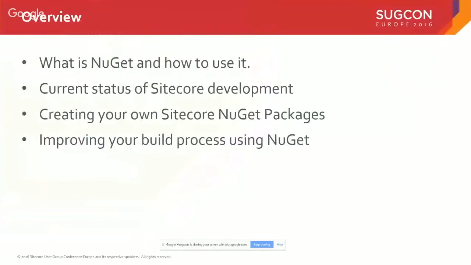So just a quick overview of what we're going to talk about. We're going to go from the very basic: what is NuGet, how to use it. We're going to talk about the current status of Sitecore development. What are we currently doing? Then we're going to dive a bit deeper, and we're going to actually generate our own Sitecore and NuGet packages for our development process. And after that, to top it all off, we're going to show how we can actually improve our build process using NuGet. Throughout the slides, you might see some tiny URL links. You can drop them down, but this slide deck will also be available after the presentation.